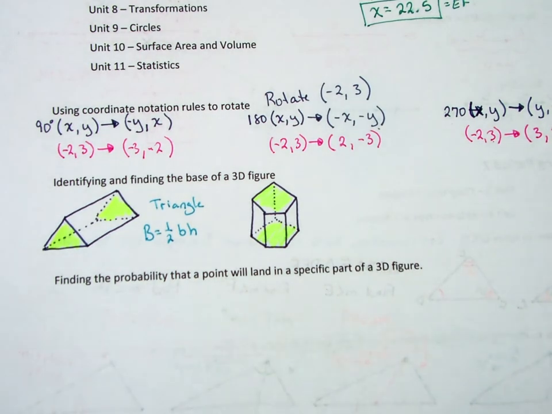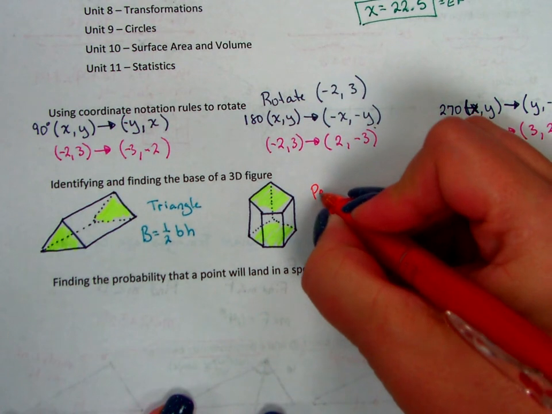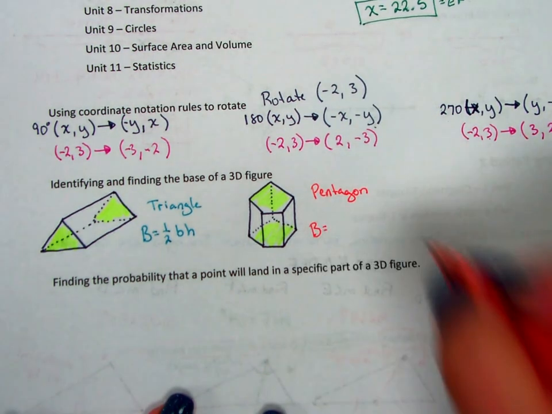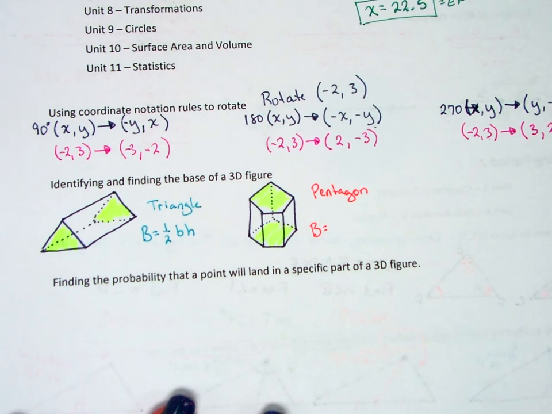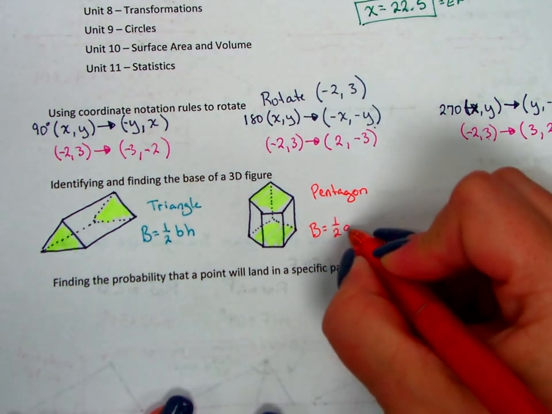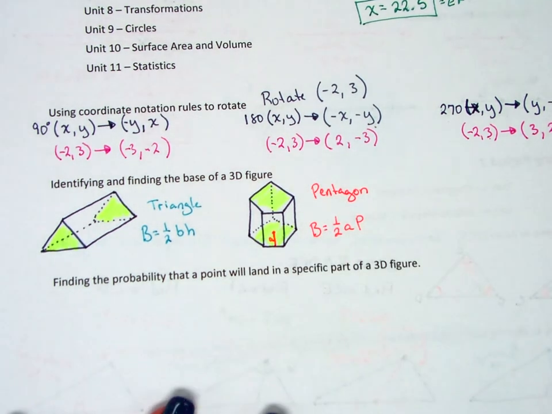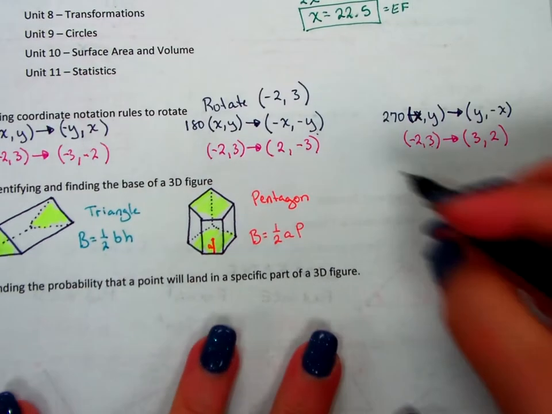What's the shape of my base? Pentagon. I've got this one down here in the bottom. And this one up here on the top. This is a pentagonal prism. The base is a pentagon. Do you remember the formula for a regular pentagon? Yeah, 1/2 little a capital P. Remember, your little a is your distance right there.